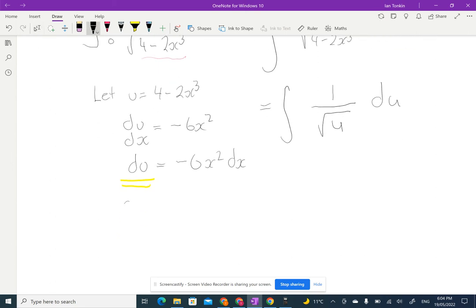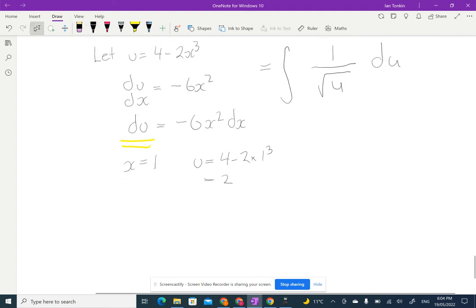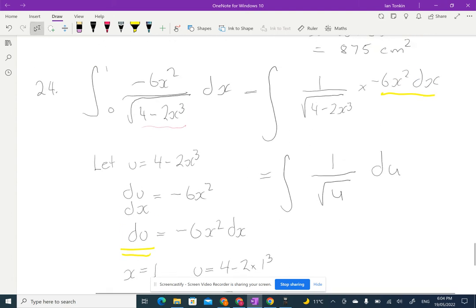But I also want to find when x equals 1, well, u equals 4 minus 2 times 1 cubed, which is 4 minus 2, which is 2. And when x equals 0, u equals 4 minus 2 times 0 cubed, which is 4 minus 0, which is 4. So I don't even need to put it all back. I'm just going to go from 2 to 4. I've now got new parameters. I've changed the whole thing. And now it's really easy.